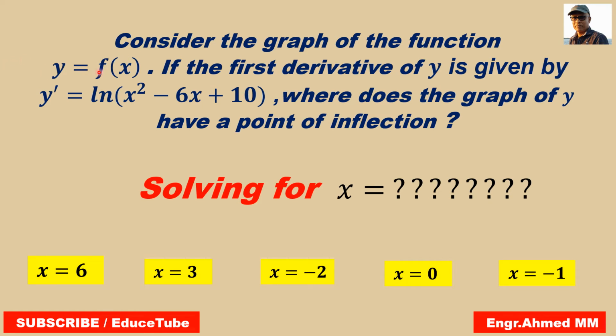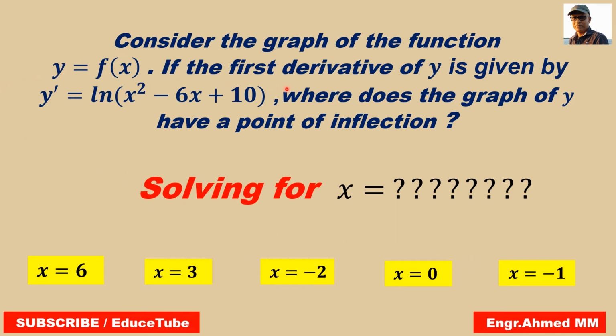But we don't know what the original function was. Only the first derivative is given in this problem. So, where does the graph of y have a point of inflection? So we have to solve for x. Here, five options are given. We have to choose the correct one.